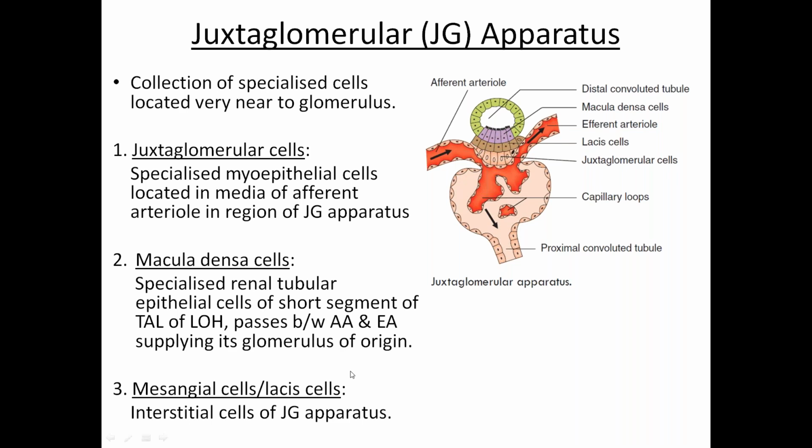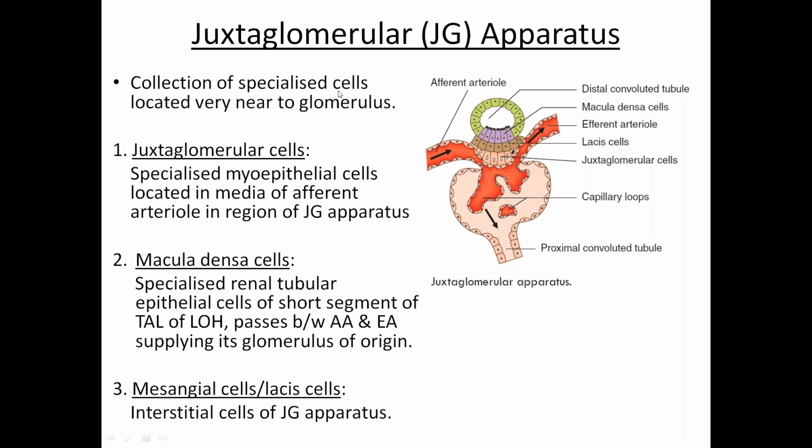Then this is, again, I would say a very important question from this chapter. A note on the juxtaglomerular apparatus is very much expected. The juxtaglomerular apparatus, or the JGA, is a collection of specialized cells located very near to the glomerulus. It forms a major component of the renin-angiotensin-aldosterone system, which I referred to when I was talking about the regulation of arterial blood pressure by the kidneys.